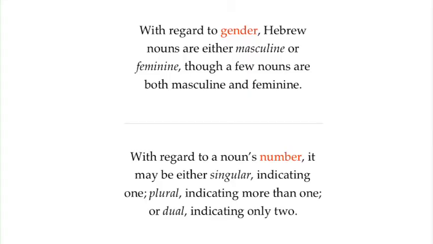The second thing that a noun has in Hebrew is a number. So let's look at our screen again, and we'll see that with regard to a noun's number, it may be either singular, indicating one, plural, indicating more than one, or dual, indicating a specific number, two. All right? So with regard to gender, masculine or feminine, and with regard to number, singular, plural, or dual.